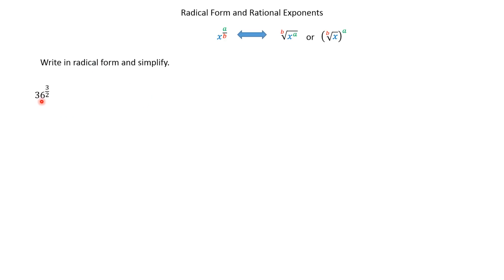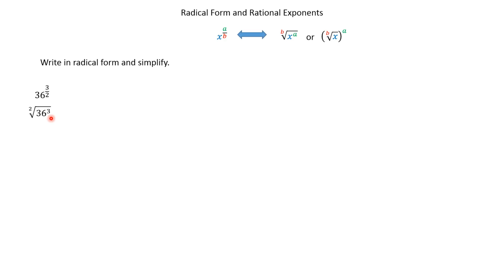So something like 36 to the 3 halves. We can rewrite this. That'll be 36 cubed, and then this 2nd root, that would be the square root of that. A lot of times we don't typically put the 2 there for the index when there's not. It just means 2, like the square root you've been using for years. I put it here just for the example purpose. So we have 36 cubed in the square root.